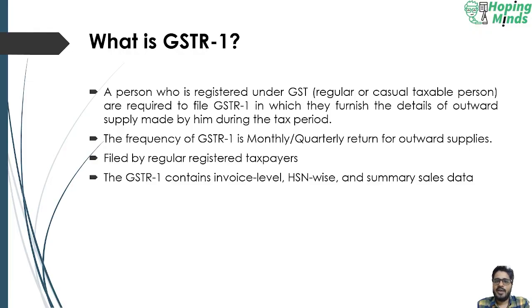Then GSTR-1 is filed by regular registered taxpayers along with casual taxable persons. So a casual taxable person who executes supplies on an occasional basis is required to file GSTR-1 on a monthly or quarterly basis as per the option exercised by him. Taxpayers like composition dealers and non-resident taxable persons are not required to file GSTR-1 return. Then GSTR-1 return contains the invoice level, HSN wise and summary sales data for the reporting period.